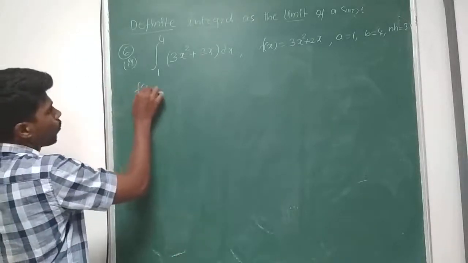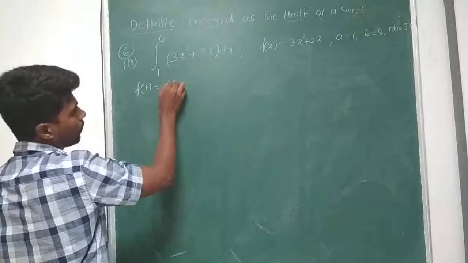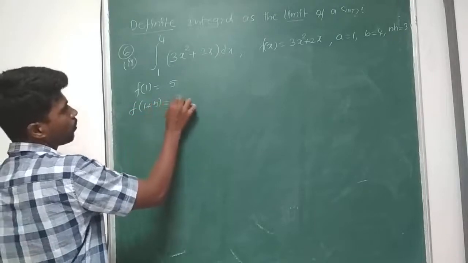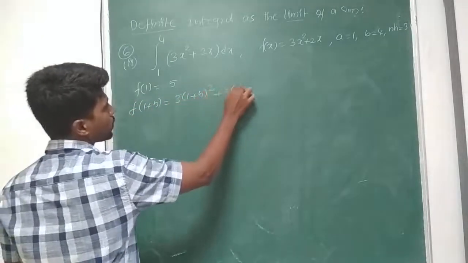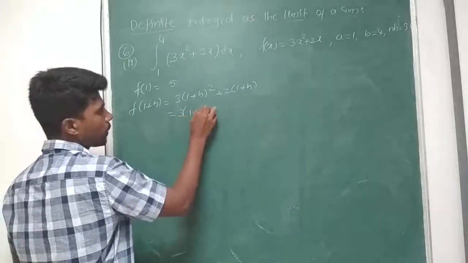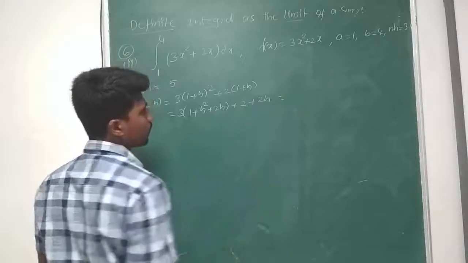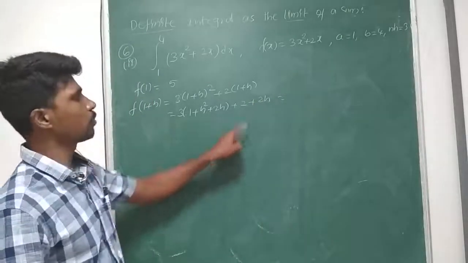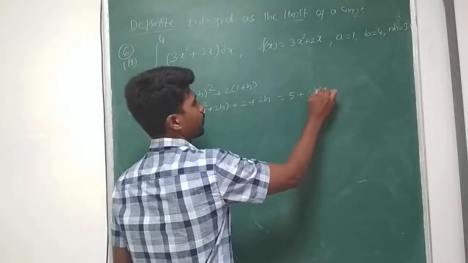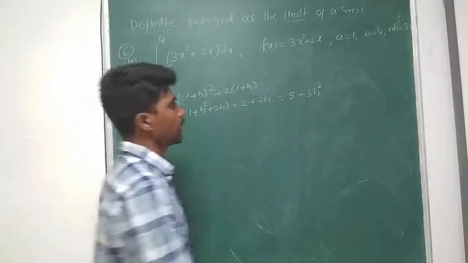So what is f of 1? Because in place of a I have 1, right? f of 1 is equal to 3 into 1 plus 2 into 1, which is nothing but 5. f of 1 plus h is equal to 3 into (1 plus h) whole squared plus 2 into (1 plus h), which is nothing but 3 into (1 plus h squared plus 2h) plus 2 plus 2h, equal to 3 plus 2, 5, plus 3h squared, plus 3 twos are 6, 6h plus 2h, 8h.